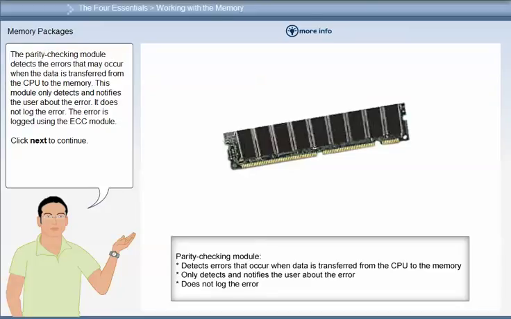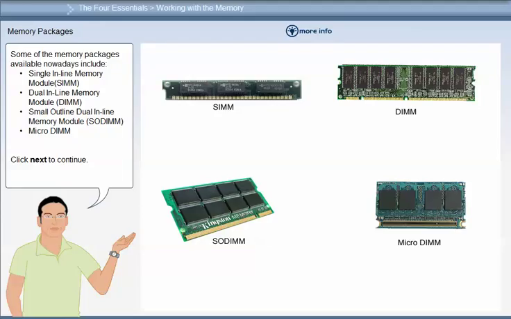The parity checking module detects the errors that may occur when the data is transferred from the CPU to the memory. This module only detects and notifies the user about the error. It does not log the error. The error is logged using the ECC module. Some of the memory packages available nowadays include Single Inline Memory Module or SIMM, Dual Inline Memory Module or DIMM, Small Outline Dual Inline Memory Module or SODIMM, and Micro DIMM.